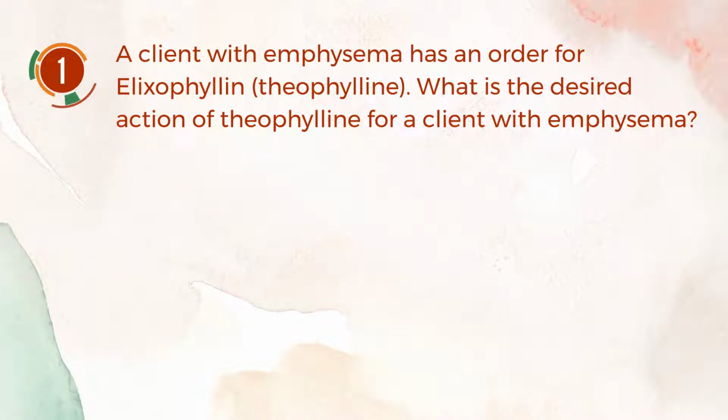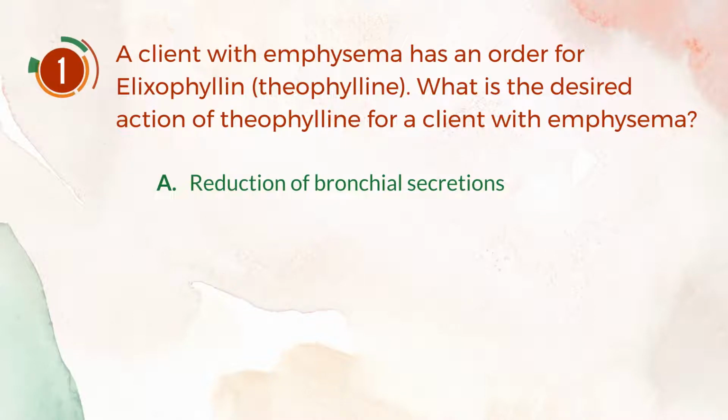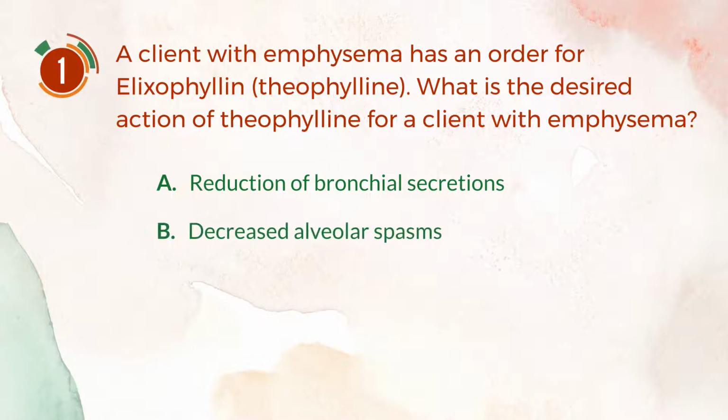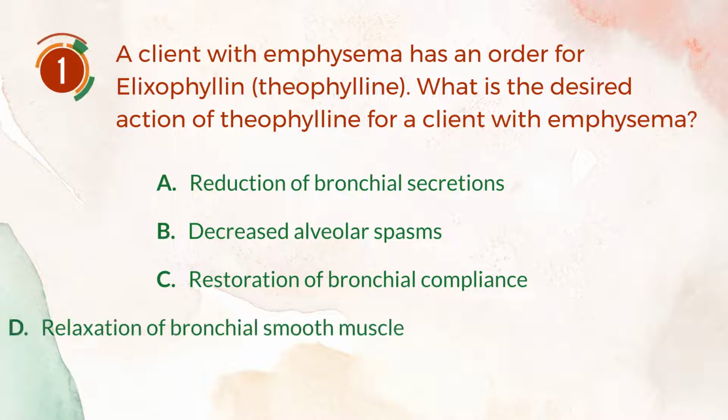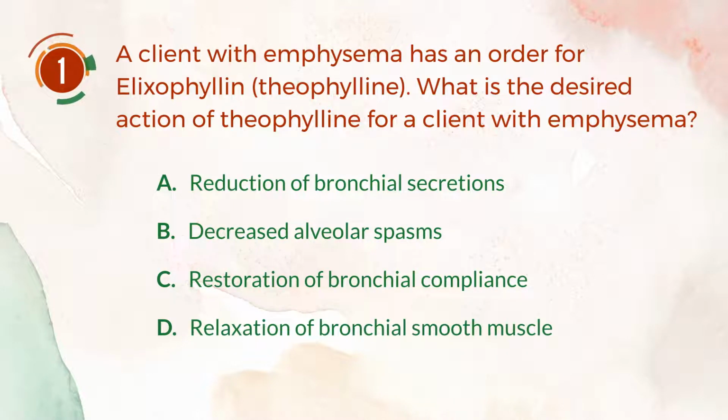Number 1. A client with emphysema has an order for Elixophyllin, theophylline. What is the desired action of theophylline for a client with emphysema? A. Reduction of bronchial secretions. B. Decreased alveolar spasms. C. Restoration of bronchial compliance. D. Relaxation of bronchial smooth muscle.